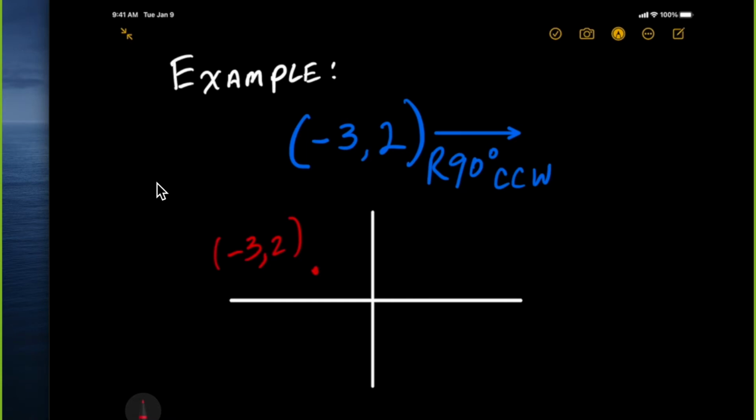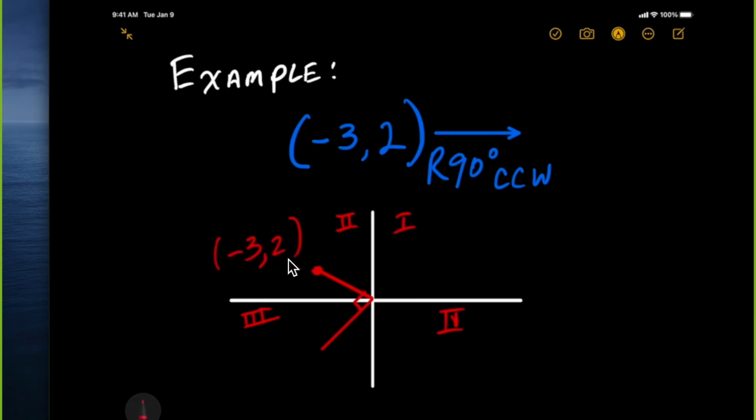Now, we draw our line to the origin. We're going to go 90 degrees counterclockwise. So counterclockwise is going to be in this direction. So we know that there's going to be a 90-degree angle created, and we know we're going to end up in quadrant 3. Okay, what's our first move?